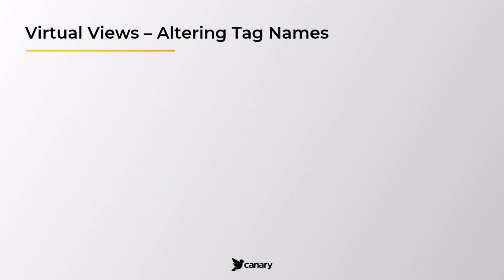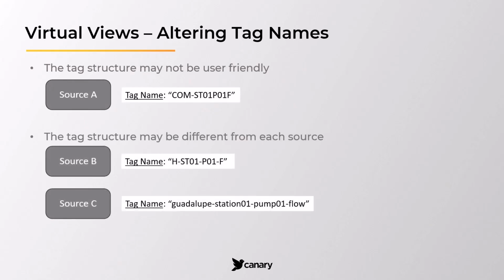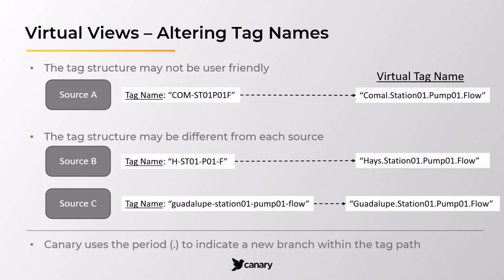As mentioned earlier, the tag structure that comes from the source may not be user-friendly. Or, if you're logging data from several sources, may be different for each one. In that case, virtual views can be used to achieve a universal naming convention, making it easier for end users to find the data that they need. It's also important to mention that Canary uses the period to indicate a new branch within the tag path. If the original tag path coming from the source does not contain any periods or uses another symbol to indicate a branch, the user may want to include them to create hierarchy within the view.